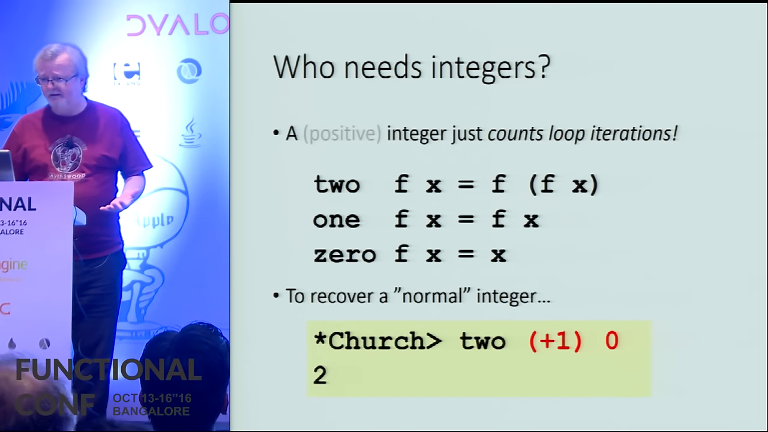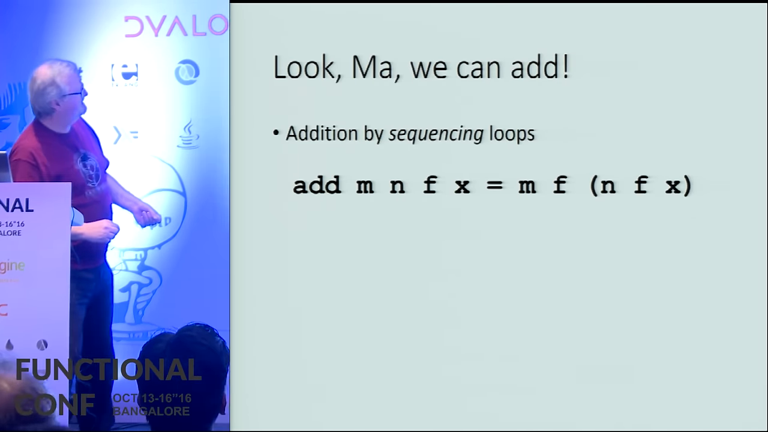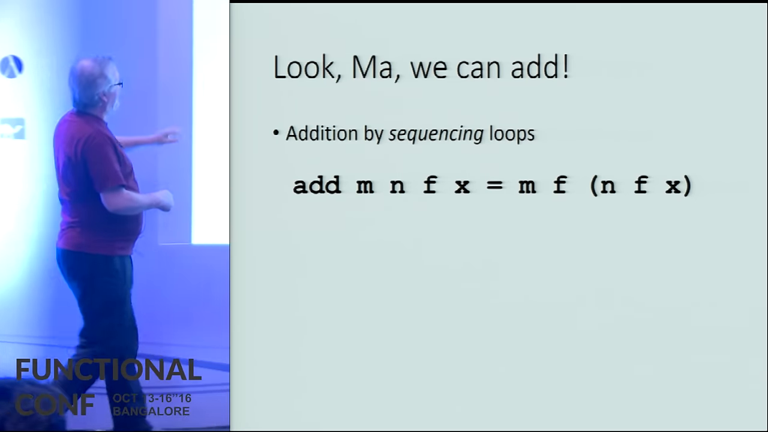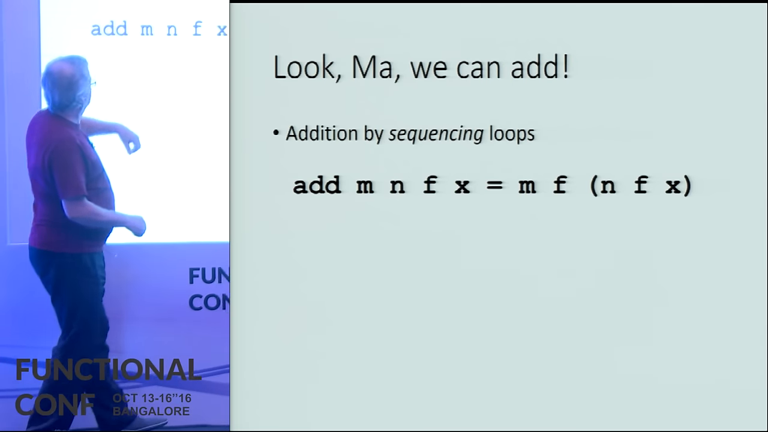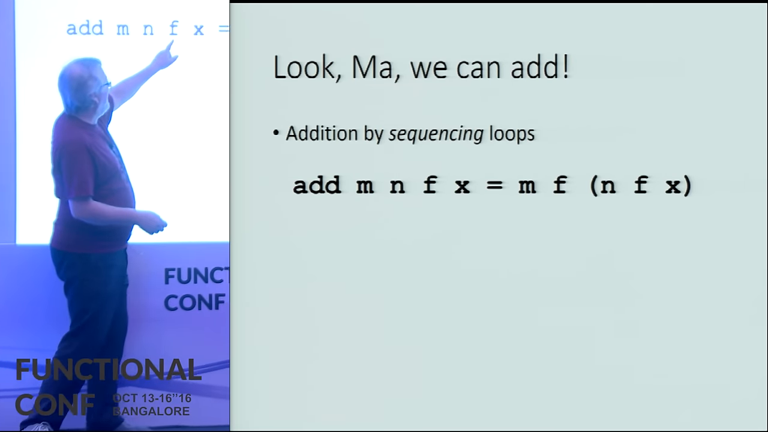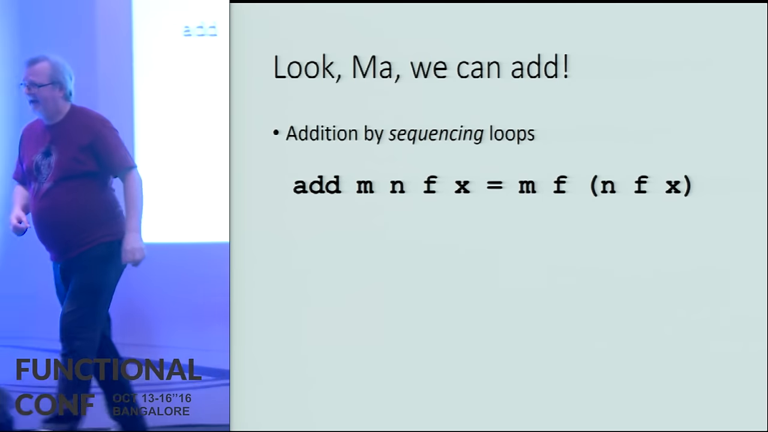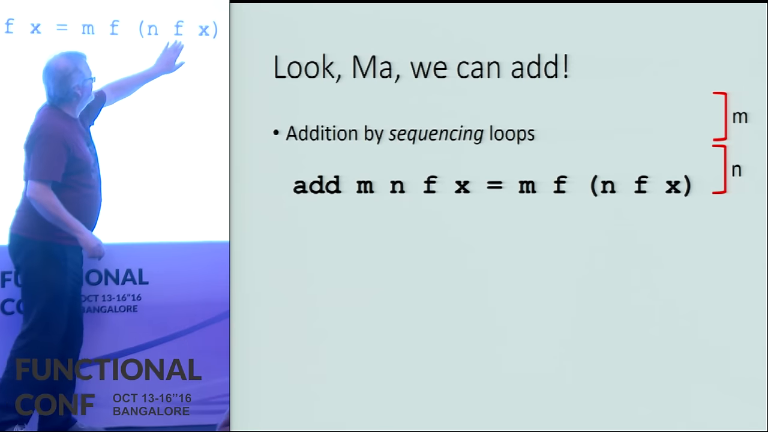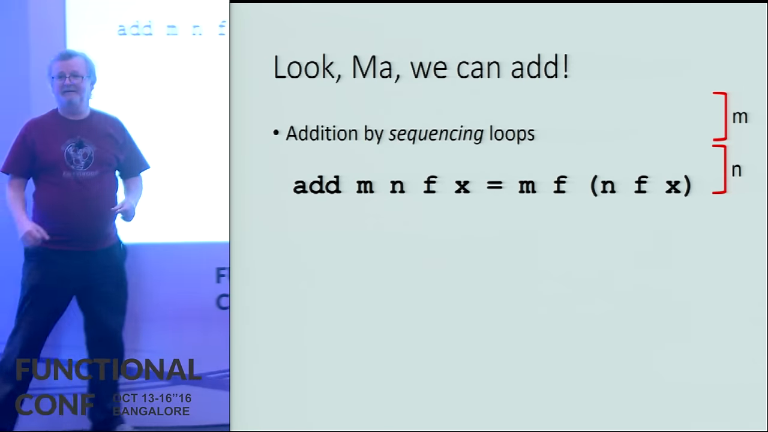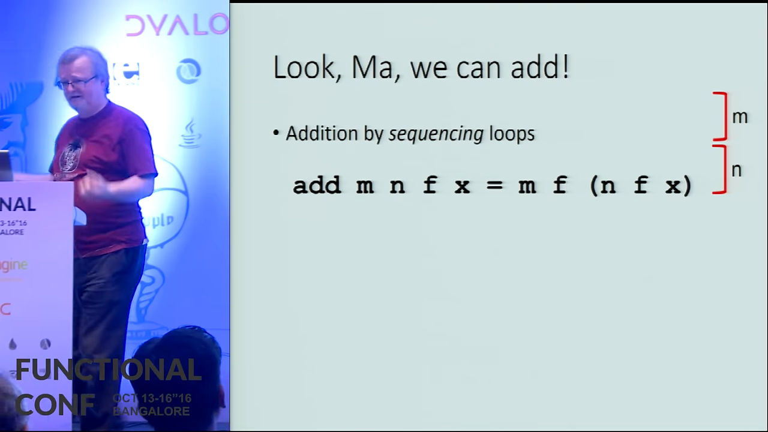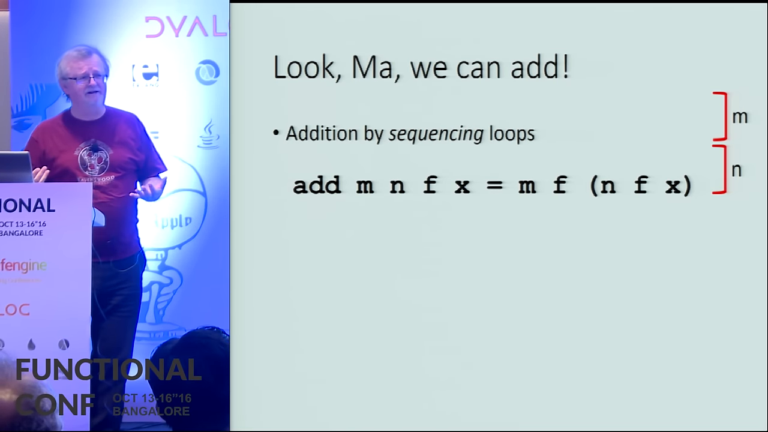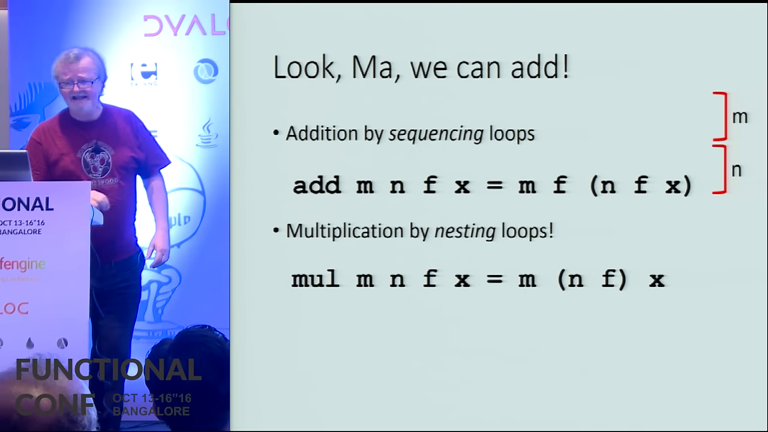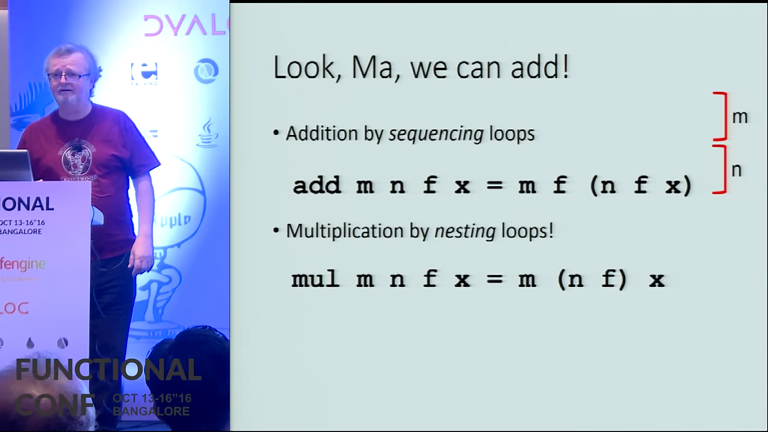Can I do anything with them? Well, look, I can add them together. I can do that like this. How do I add m and n? Well, I'm going to want to construct a loop that iterates f m plus n times. And I can do that just by iterating f n times and then m times. Okay, that's addition. Cool. Well, what about multiplication? Well, if sequencing loops gives me addition, nesting loops give me multiplication.